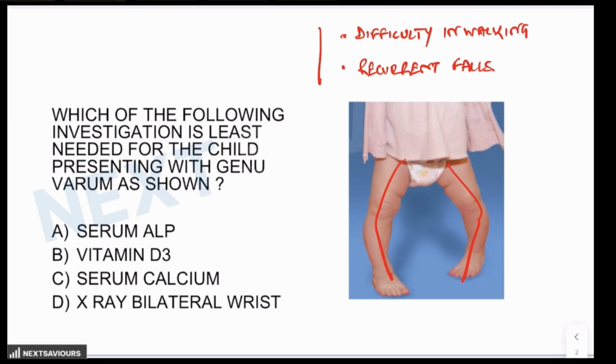Now, imagine if you are presented with one such question related to rickets: which of the following investigations is least needed for the child presenting with genu varum as shown. In the options, you are presented with several options like serum alkaline phosphatase, vitamin D3, calcium, and X-rays for bilateral wrist AP view. On first look, it seems that all the investigations are equally important to those who are aware of the basic understanding of rickets.